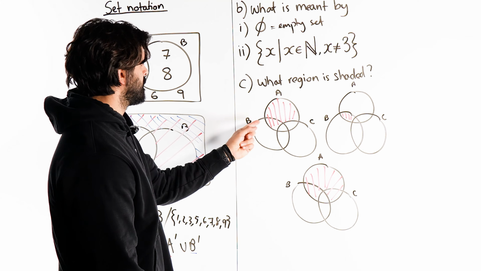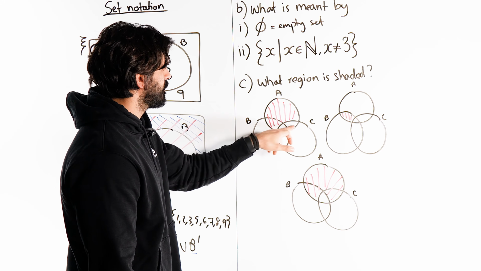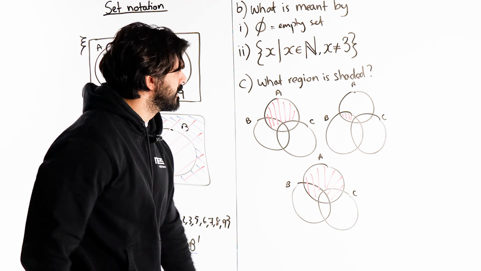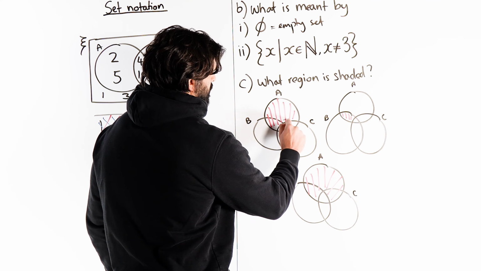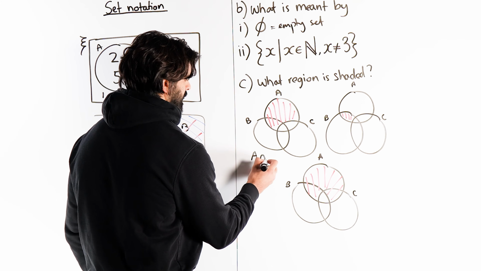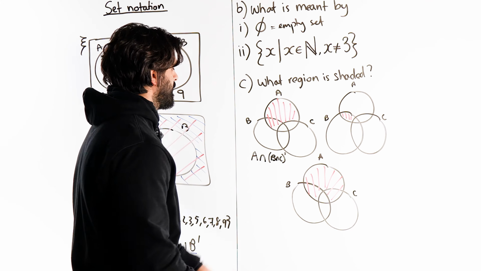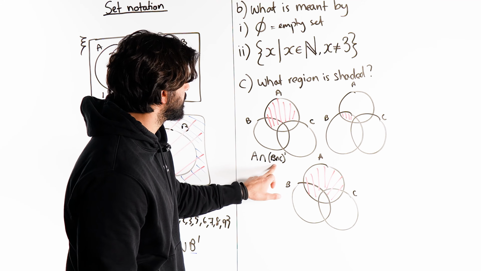Last thing we need to do is what regions are shaded. Okay, so here we can see that A is basically shaded, apart from this overlap. Now what some students do is they overcomplicate it. They say they have A, but we don't want this overlap between B and C. Okay, and they say A and not B and C. They're saying we want A and we don't want B and C.